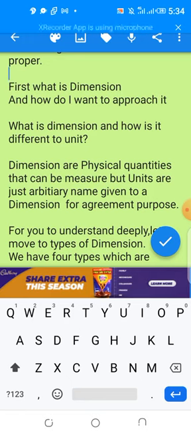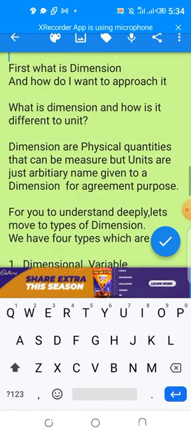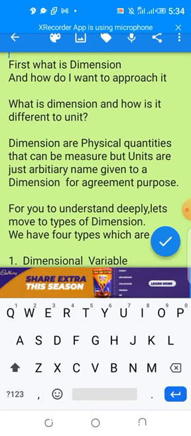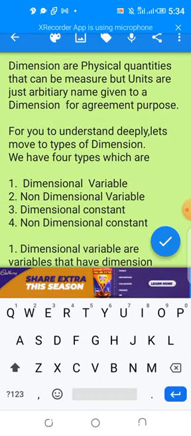We said it's arbitrary. We give it a name, so we know that the fundamental unit of length is meter. The fundamental unit of force is Newton, not pounds. It's just a name given to it so that we can all agree, it doesn't have significance. But dimensions are physical quantities that can be what? Measured. So for you to understand deeply, let's move to the types of dimension.